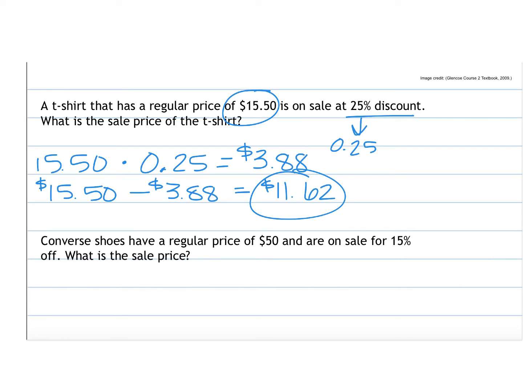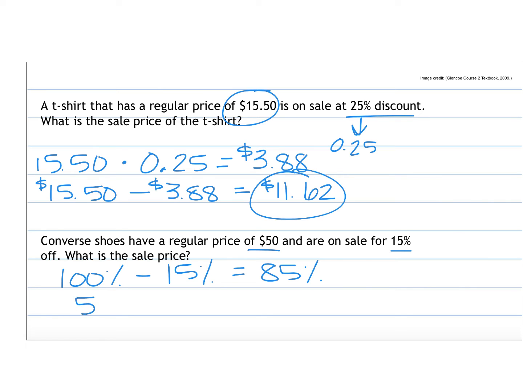Converse shoes have a regular price of $50 and are on sale for 15% off. What is the sale price? So now this time let's do where we subtract off the percent. So 100% minus 15% equals 85%. So if I'm taking 15% off of 50, I'm also just taking 85% of the price. So 15% off is the same as 85% of the number.